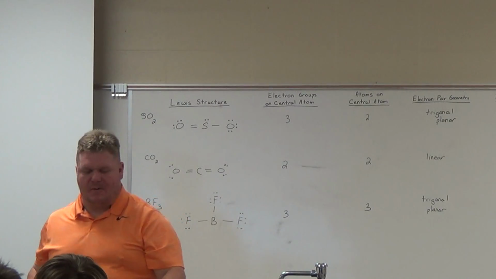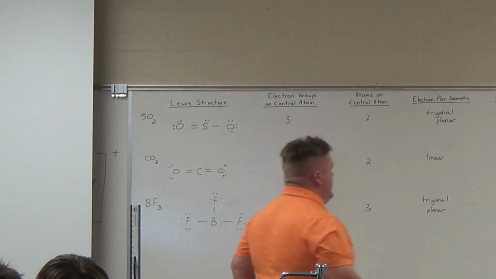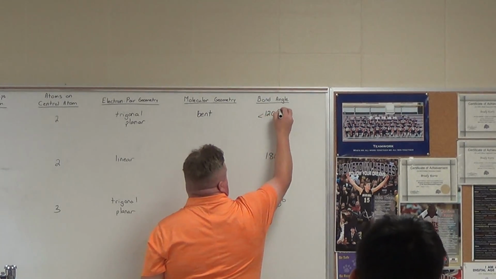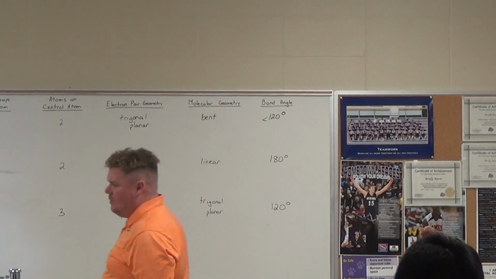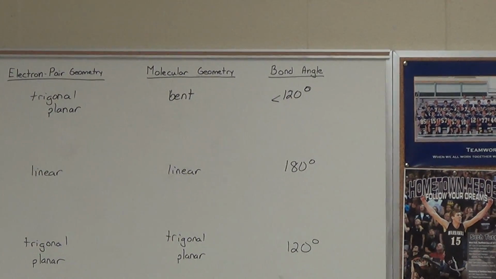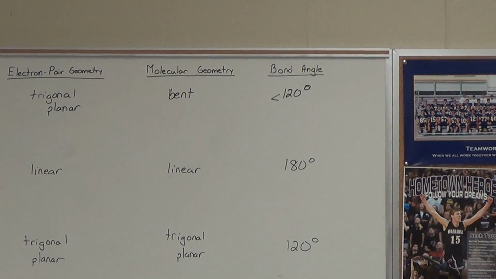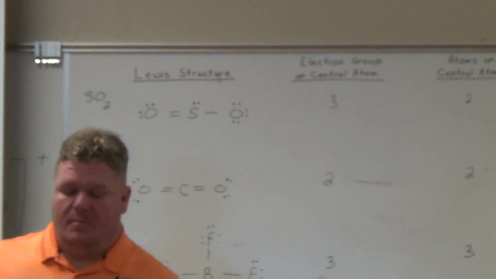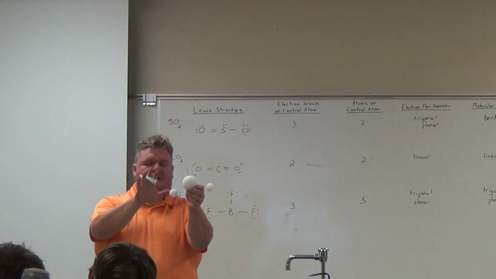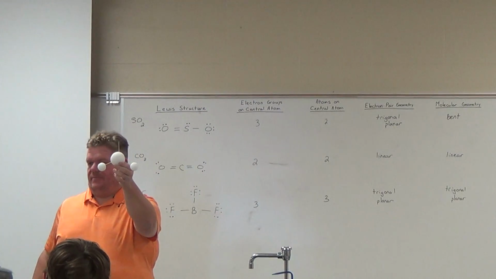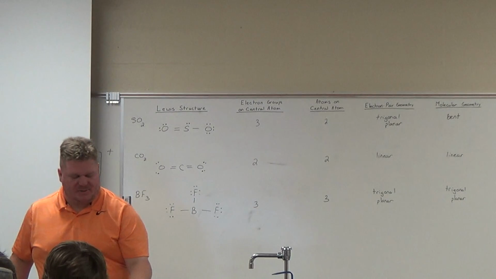So here's how we write the bond angle. We simply say it is less than 120 degrees. Less than 120. Okay, it's close to 120 because this basic geometry is unchanged from the trigonal planar, but those bonds get squeezed down just a little bit. Okay. All right, what's the next one, guys?